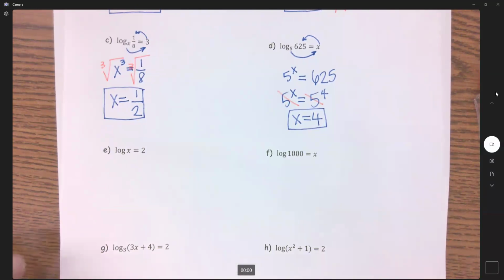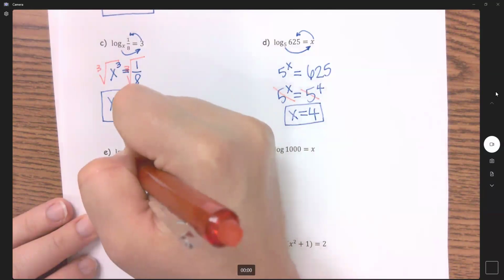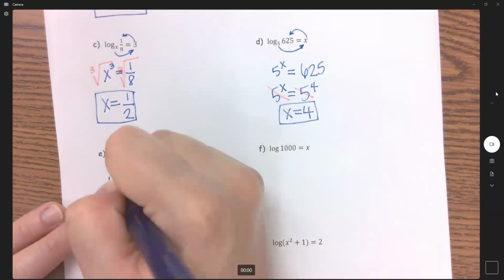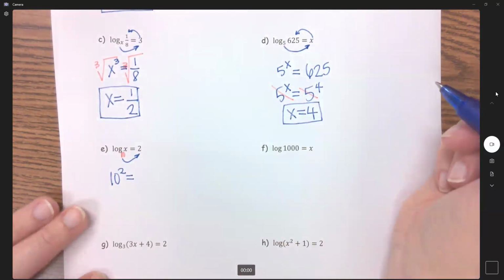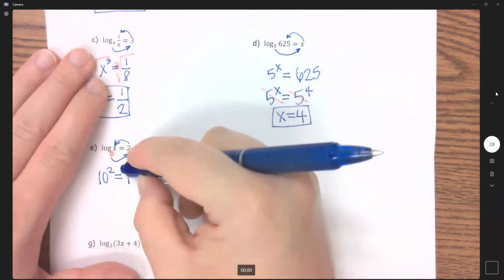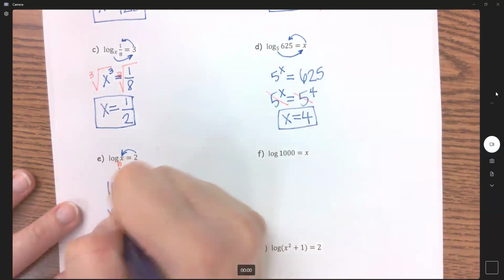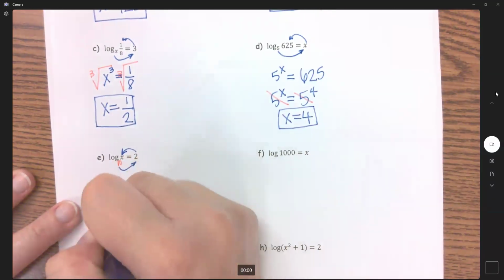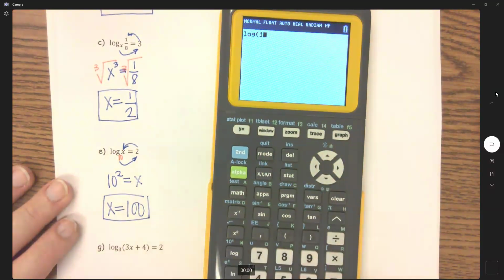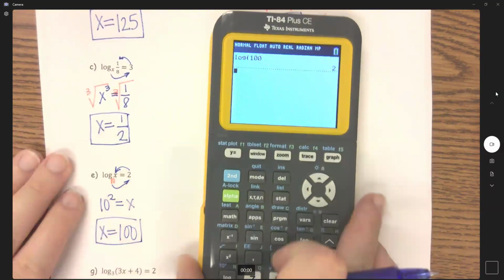We have log of x equals 2. This is a common log, which means there is a known base 10. So base to the other side of the equals is 10 squared, and that's going to equal x. 10 squared is 100. So we get x equals 100. And we can check that one. If we put in our calculator log of 100, that does give me 2.